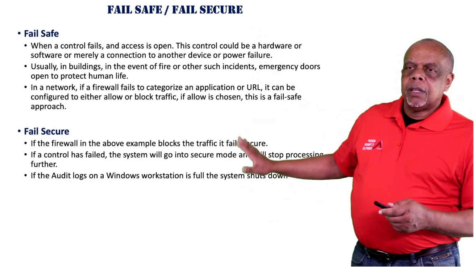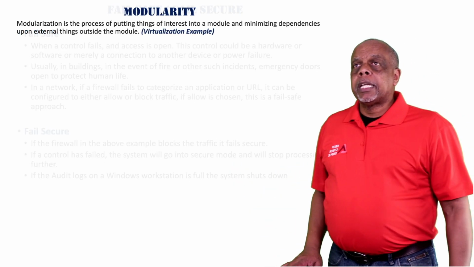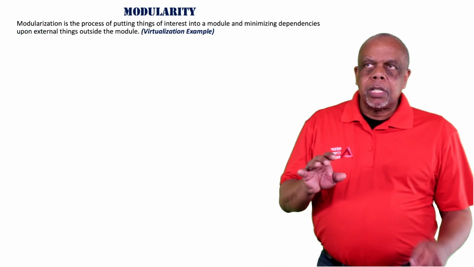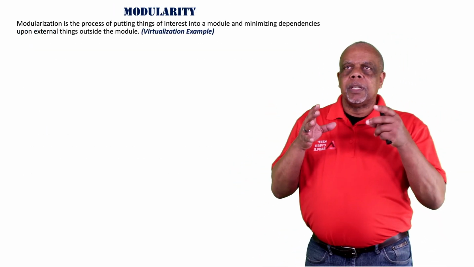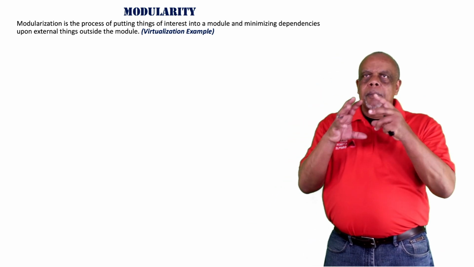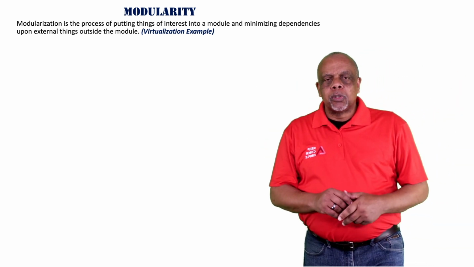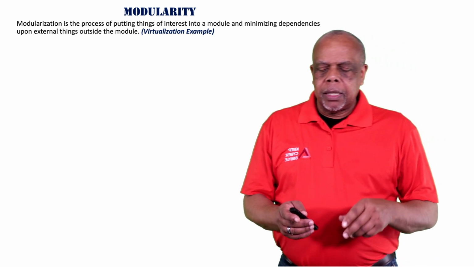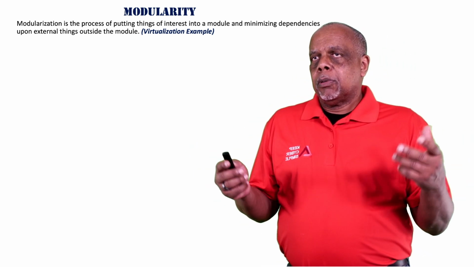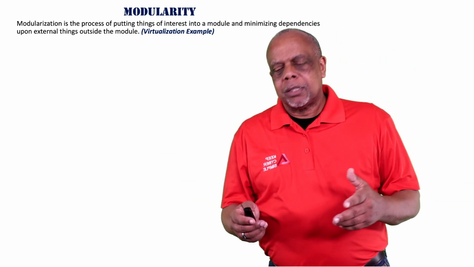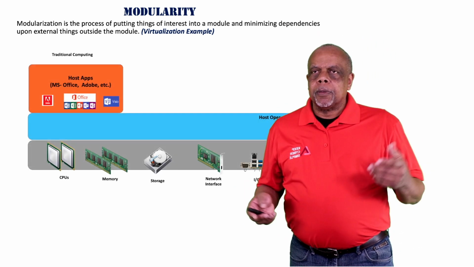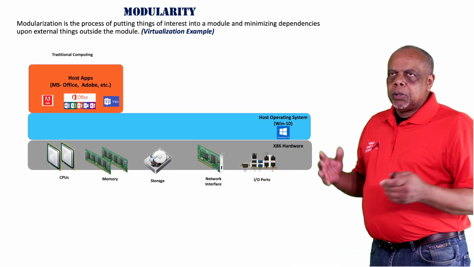Fail safe, fail secure. Let's take a look at modularity. Now, modularity, like I talked about, is the process of putting things of interest into modules or minimizing dependencies on external things. I'm going to use a virtualization example for this, okay? And maybe you may learn a little more about virtualization in the process. You never know. All right, let's say you have a computer, a regular computer system.